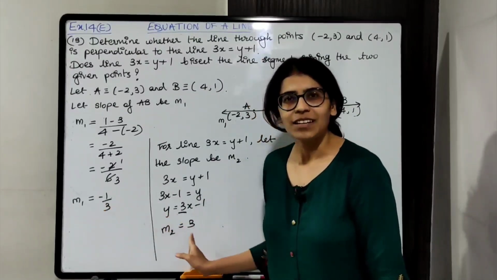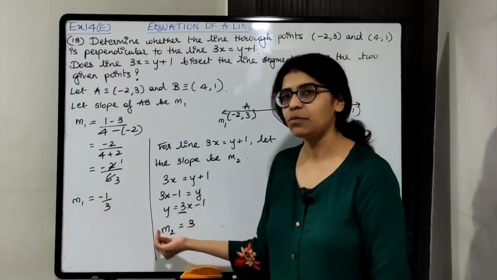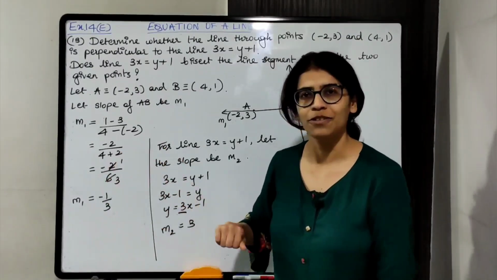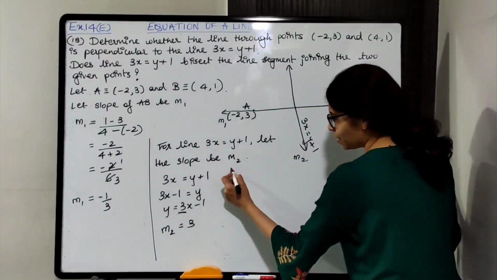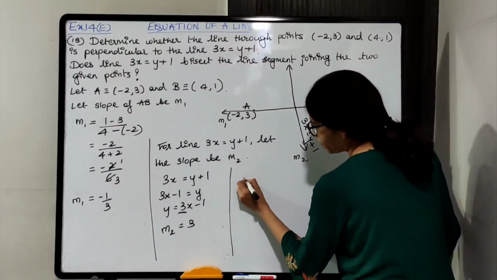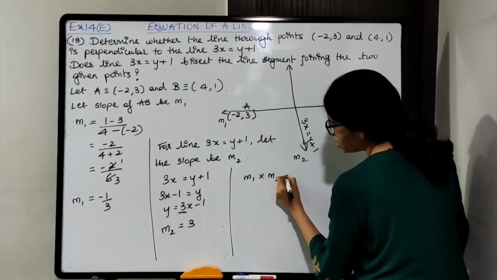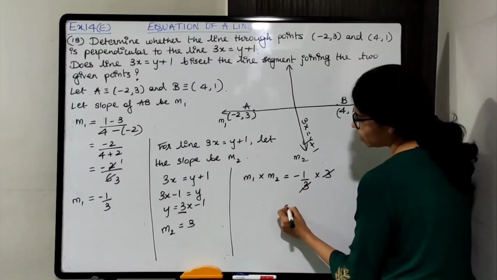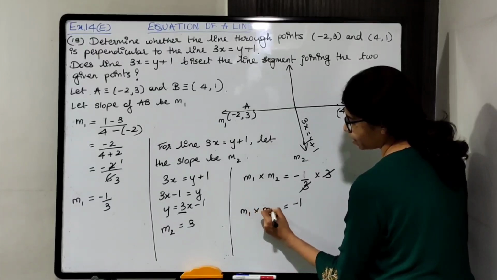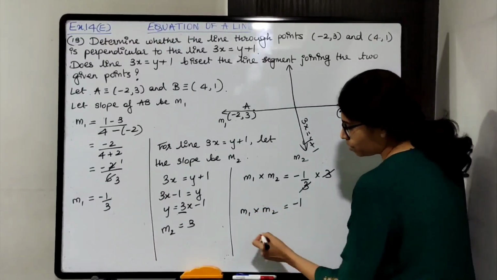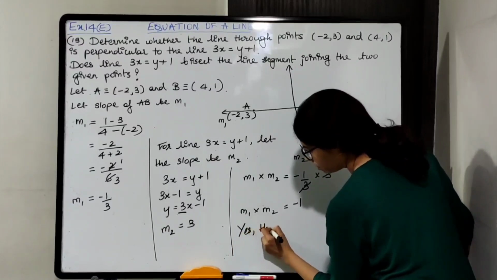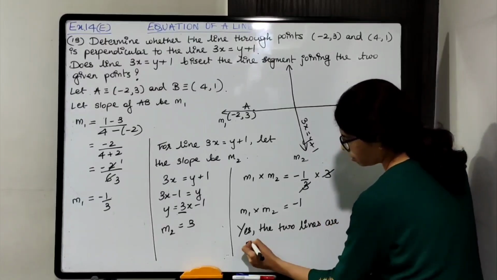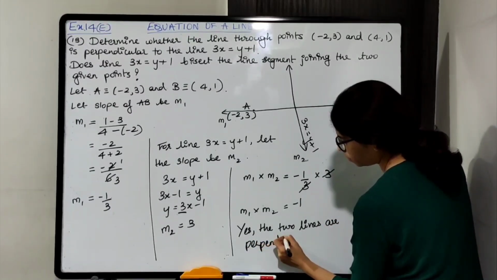From here only you can say yes they are perpendicular because they are negative reciprocal of each other. है ना? 3 का reciprocal 1/3 होगा. 3 पॉजिटिव है, ये नेगेटिव है. So yes they are perpendicular. But still we need to show the working. So M1 into M2 is equal to -1/3 into 3. 3 cancel हो जाएगा. -1 मिला. So yes, the two lines are perpendicular. So write down yes, the two lines are perpendicular. Okay.